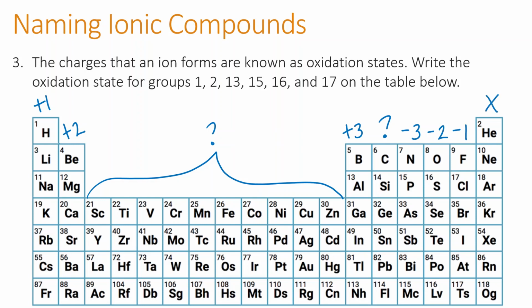And the last column here, our noble gases, those already have a full octet. So they're not going to form bonds. They're not going to form ionic bonds. They're not going to gain or lose electrons because they already have a full octet. That's why the noble gases tend to be very non-reactive. They're already stable as atoms because they already have a full octet.